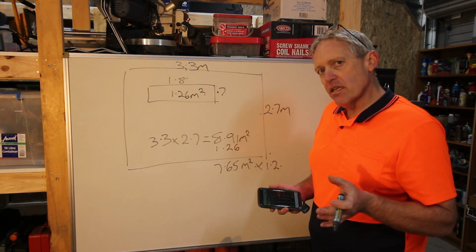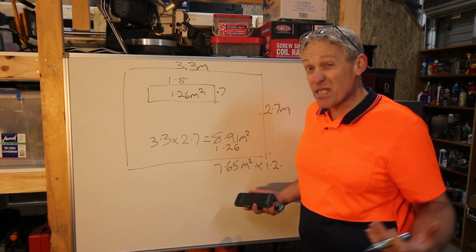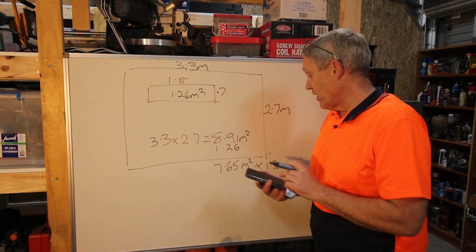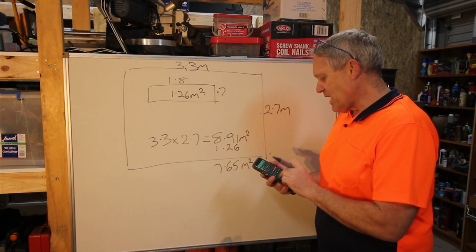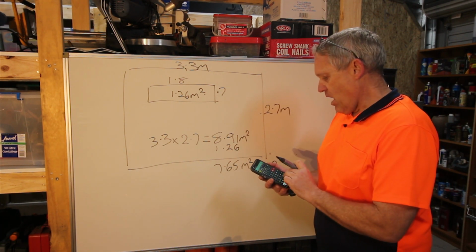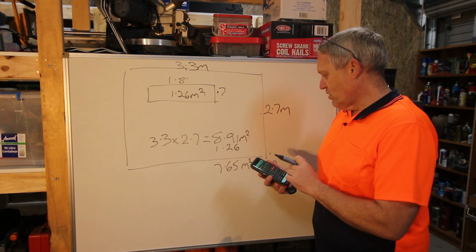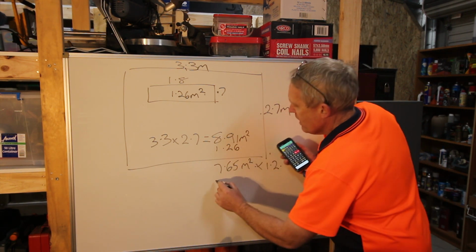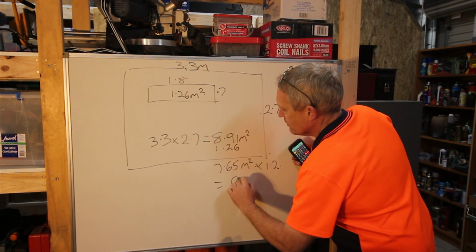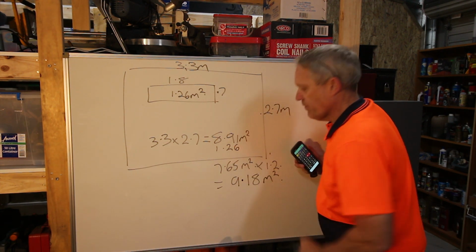If it was 10% wastage, multiply it by 1.1. If you had a 30% wastage, multiply by 1.3. In this case we're going to have 1.2, and I find that 20% is a really good number. You generally have a few left over, a bit of room for wastage, but you don't have too many boxes of tiles left. And in that case, the amount of tiles we need is 9.18 meters squared.